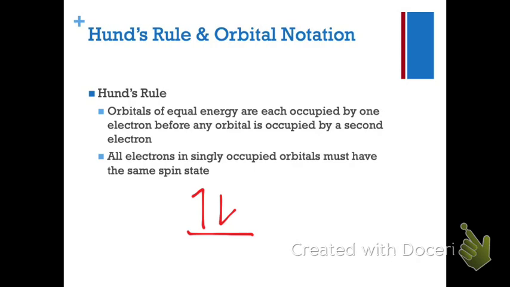When you draw them, you should always draw the positive one first, the negative one second. I'll show you what this means in just a second. All electrons in singly occupied orbitals must have the same spin state. So we're going to do an example with nitrogen. I want you to find nitrogen on your periodic table.